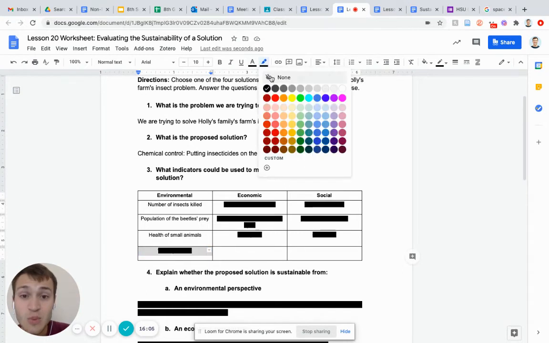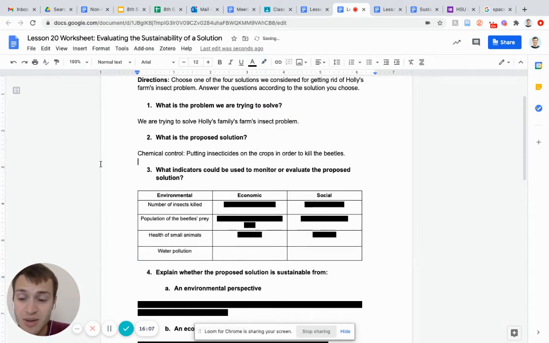And the last thing is water pollution. Remember, anything we put on a field could become runoff when it rains. So fertilizer, if we put fertilizer in a field, that's going to become runoff when it rains. Same with pesticides or insecticides. Those chemicals are going to run off into the river. So if we notice we start having a lot of water pollution, then maybe our pesticides or insecticides are hurting the environment.